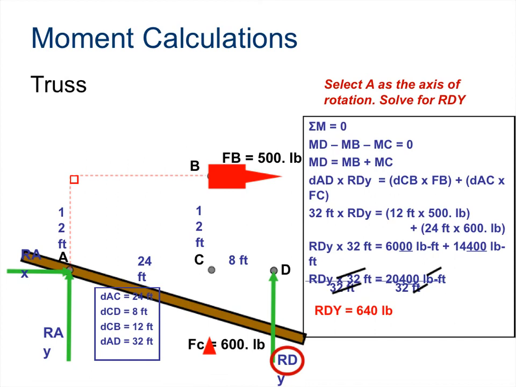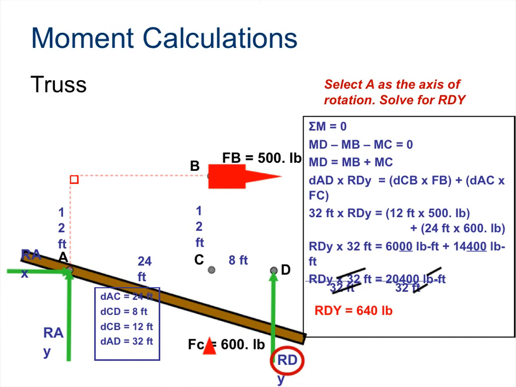At joint B, you can see we have an applied force of 500 pounds that's going to cause a rotation in the clockwise direction. This is also true for the downward force at joint C, which is also going to cause a clockwise rotation. And then opposing those two forces is going to be RDY, which is going to rotate in the counterclockwise direction. So to set up my equation for making sure that all the moments balance out to 0, I can set my counterclockwise moments equal to my clockwise moments. So we can set 24 feet times 600 pounds plus 500 pounds times 12 feet equal to RDY times 32 feet. And then I can solve for RDY and I get 640 pounds.